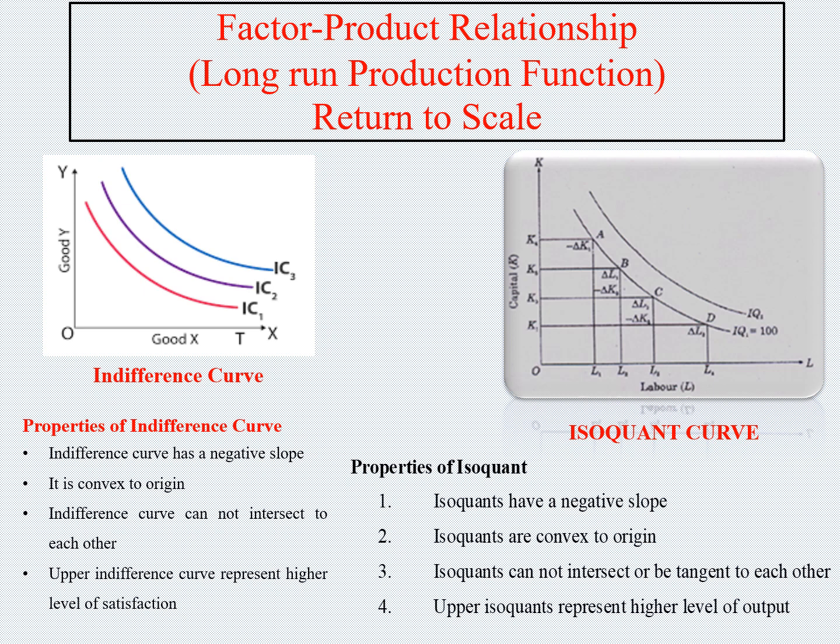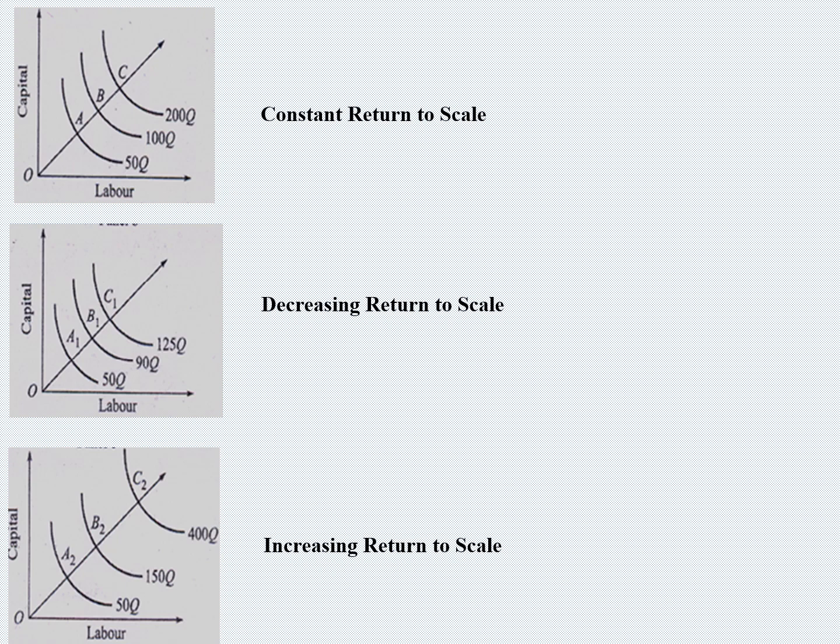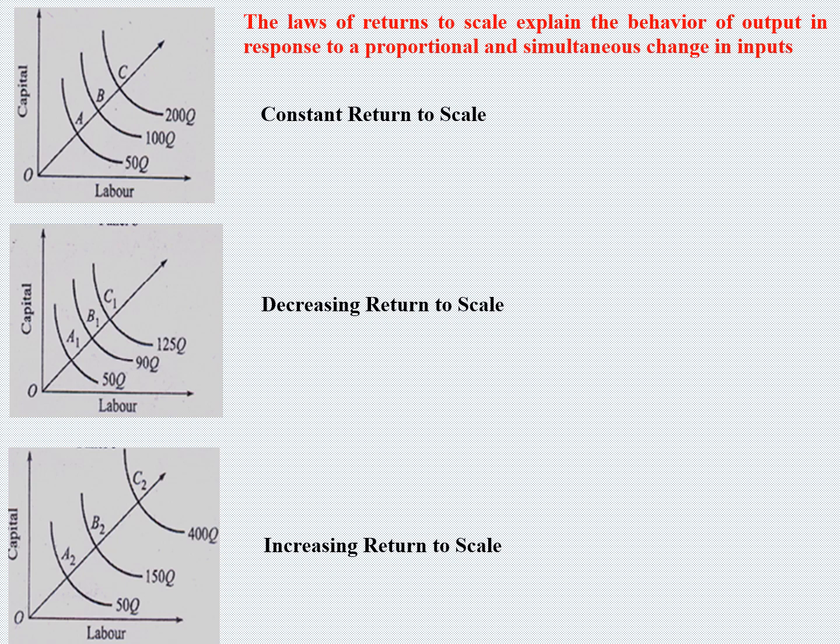If you understand the isoquant curve in a perfect way, then it is better for you to understand the different concepts in the long-run production function. Long-run production function highlights return to scale, the behavior of the output in response to a proportional and simultaneous change in input.